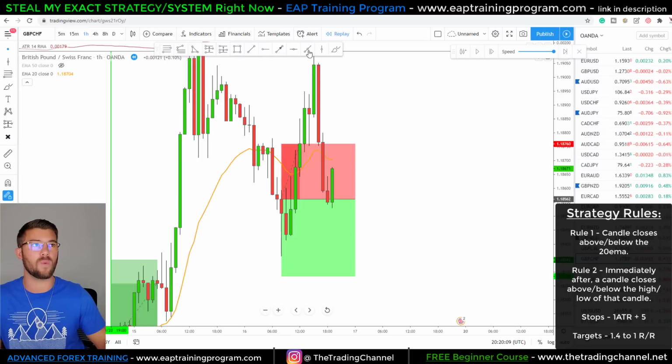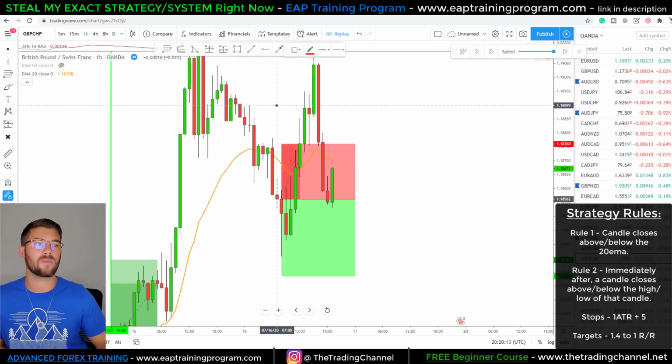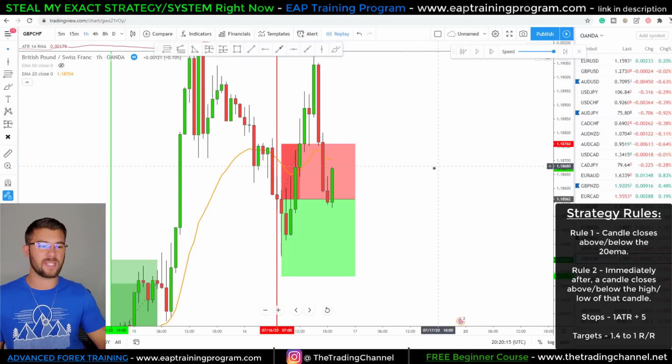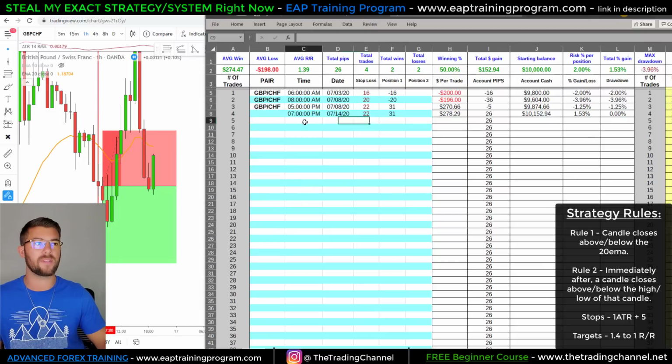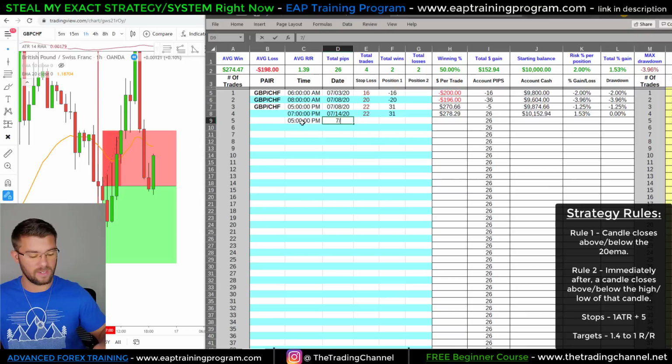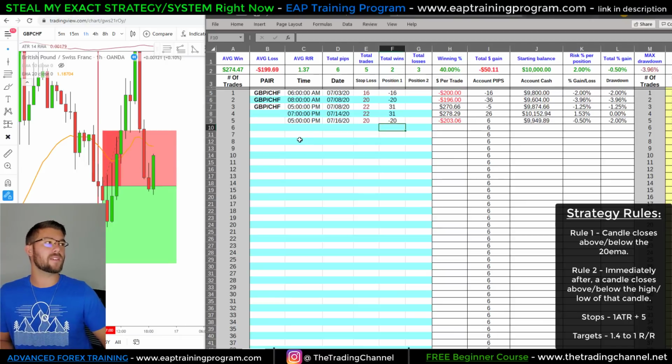So what would I do? We have our red vertical line right there, and that's on 7/16 at 1700. We pull up our spreadsheet, we have 1700. And we have that on 7/16/2020. This was a loss of 20 pips. 20 minus 20. All right, now we can continue.